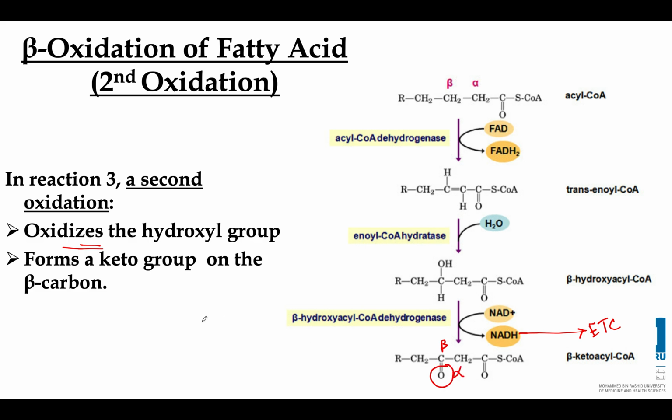Because the ultimate oxidation is occurring at the beta position of the fatty acid, we call it the beta oxidation of fatty acid. In the process of two oxidation reactions, the protons that are released are trapped by FAD and NAD respectively, which go into the electron transport chain to produce ATP.